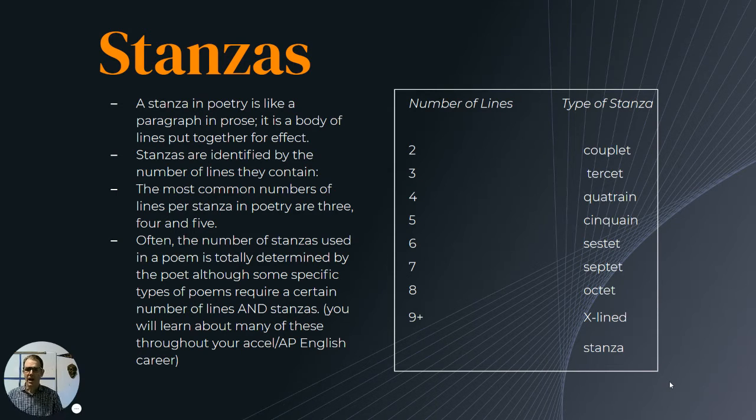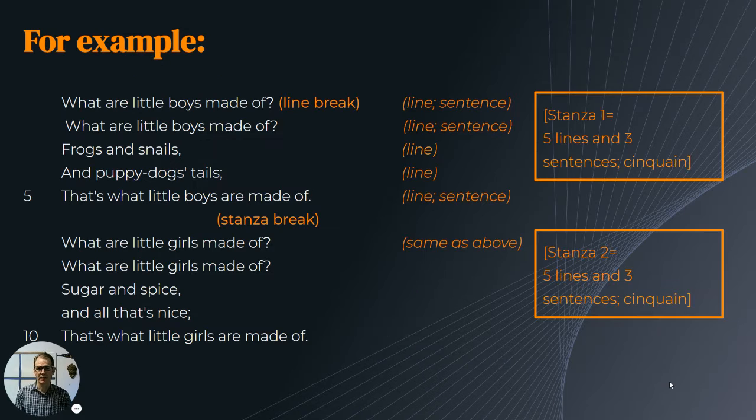Often the number of stanzas used in a poem is totally determined by the poet, although there are some specific types of poems that require a certain number of lines and stanzas. We're going to learn about many of these throughout our AP English career. However, we're going to learn a couple of them today with our lessons. We're going to talk about haikus, cinquains, which we've already discussed, and limericks, and these have required number of lines and stanzas.